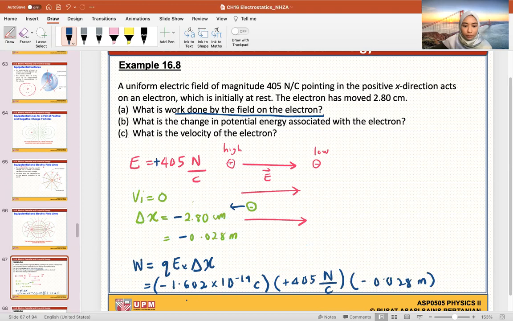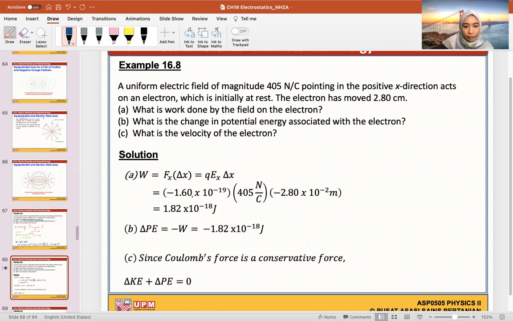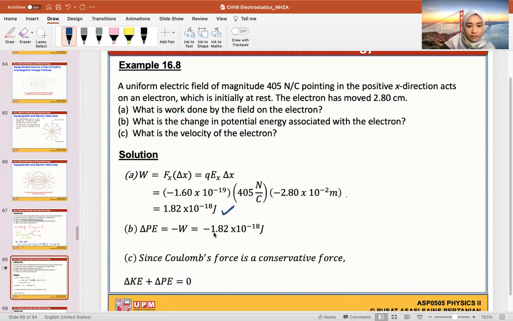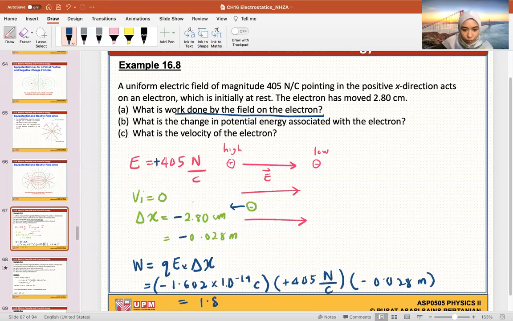Okay, so my work done is equal to, am I missing anything? We have the sign for Q, we have the sign for E, we have the sign for our displacement. Okay, let's see, what is the answer? Okay, so the answer is whatever we got just now. Oh, I don't remember. 1.82 times 10 to the minus 18. Okay, so work done is a type of energy, so it is in joules. 1.82 times 10 to the minus 18 joules.